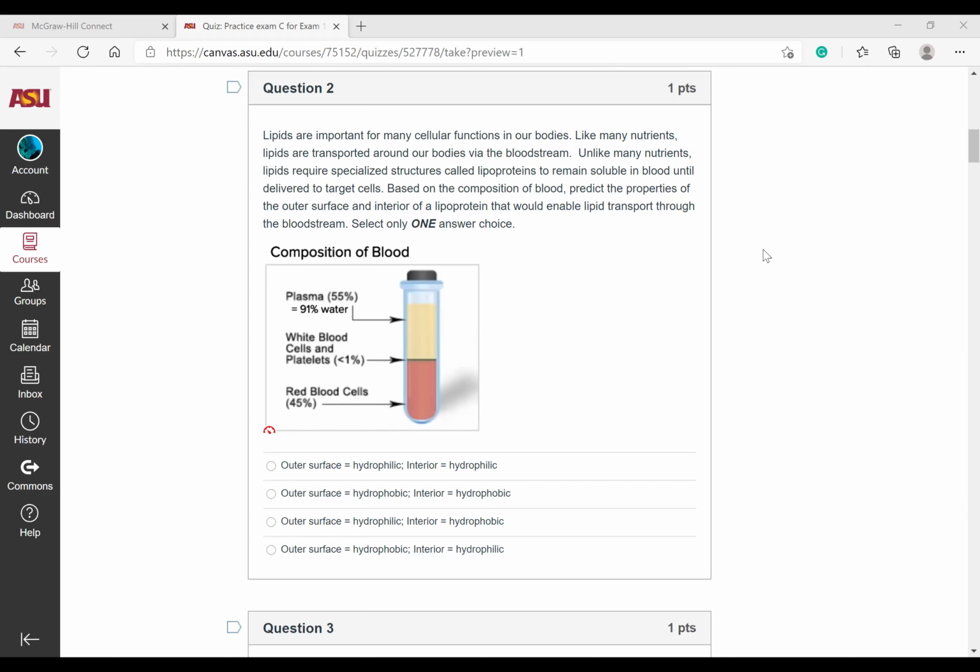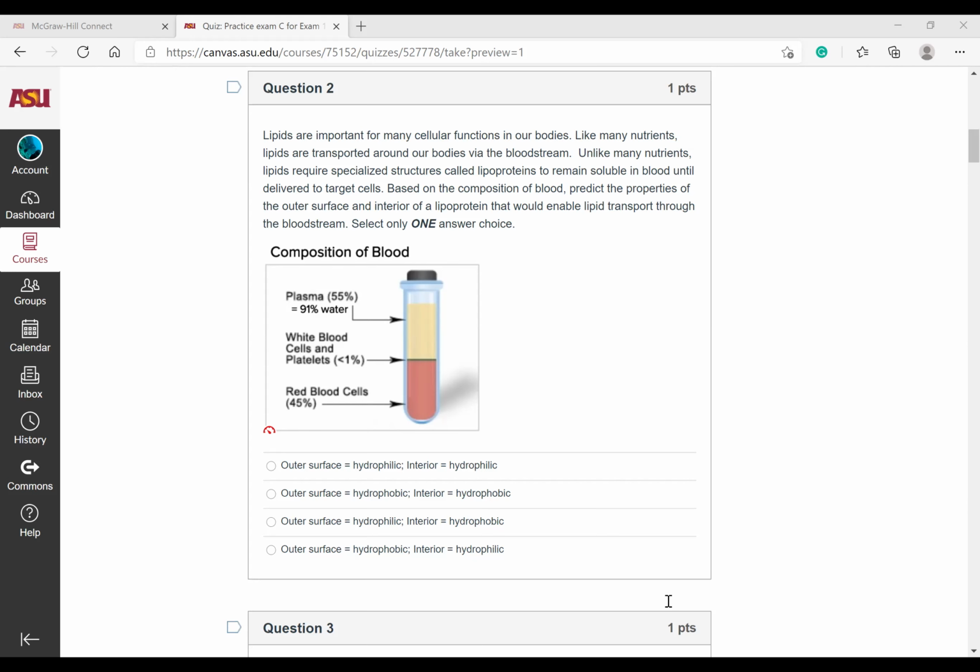So let's say we have this protein glob and it's going through the blood, and the blood is mainly hydrophilic. The outside of the protein is going to want to be hydrophilic, and everything that's hydrophobic will get kind of pushed towards the interior. So what that would look like, we'll just do pluses and minuses and pluses and minuses.